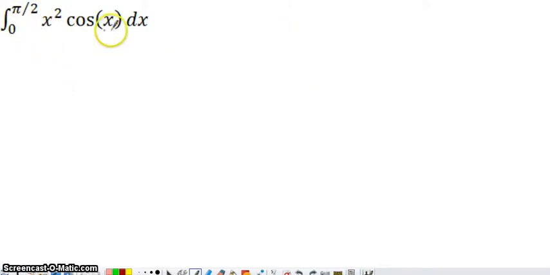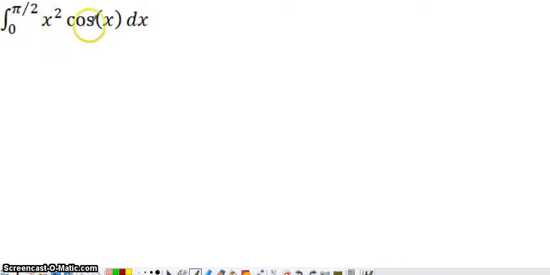So we're going to be looking for an antiderivative of this integrand. Once we have that, we'll toss in the upper limit, toss in the lower limit, take a difference, and we're going to have our answer. So now it's a matter of trying to figure out how to evaluate for the antiderivative. How do we find the antiderivative of this?